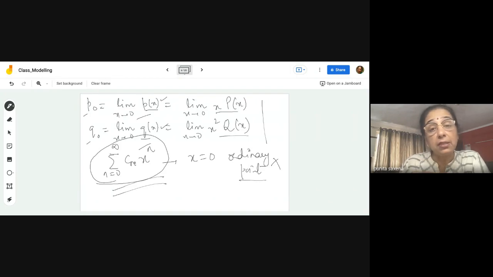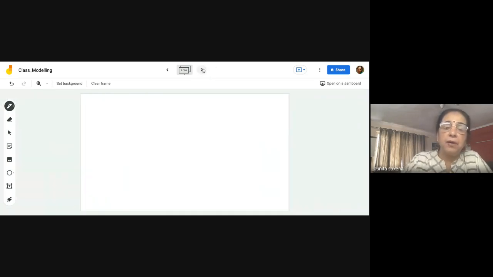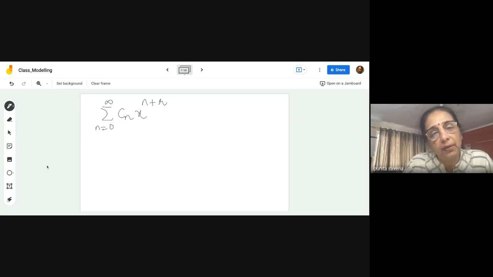Okay, so that means even if I have x equal to 0 as a regular singular point, this kind of a series will not work. Though I know it will have a power series solution, the question is, what kind of power series? So for that, Frobenius came up and he said, let us consider a series of this form, where n still varies from 0 to infinity. Okay, we do not start with the 0 power of x.